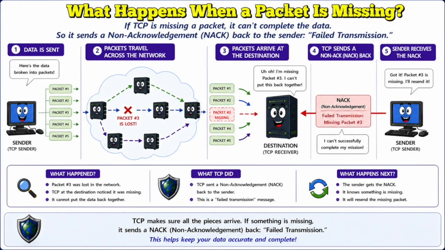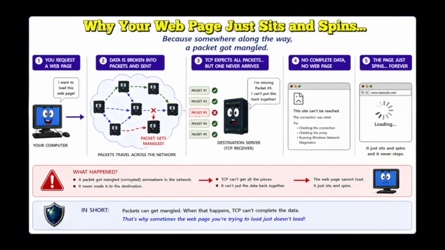And all of a sudden TCP says, I'm missing a packet. I cannot successfully complete my mission of putting this back together. So it sends a non-acknowledgement back to your TCP. It says failed transmission. Or in most cases, the web page you're trying to load just doesn't load. It just sits and spins and it never stops. That's why, because somewhere along the line, something happened where a packet got mangled.